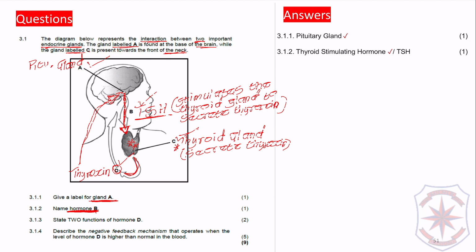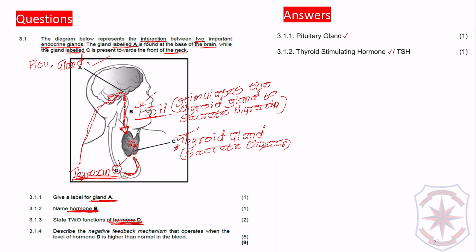State two functions of hormone D. Hormone D. Okay? Hormone D, when we were studying the diagram, we said is thyroxin. So this question is not asking you to name the hormone. It is saying give the function or provide the function of hormone D, which is thyroxin. This is why it is important to study the diagram before looking at the questions. Okay, what is the answer?